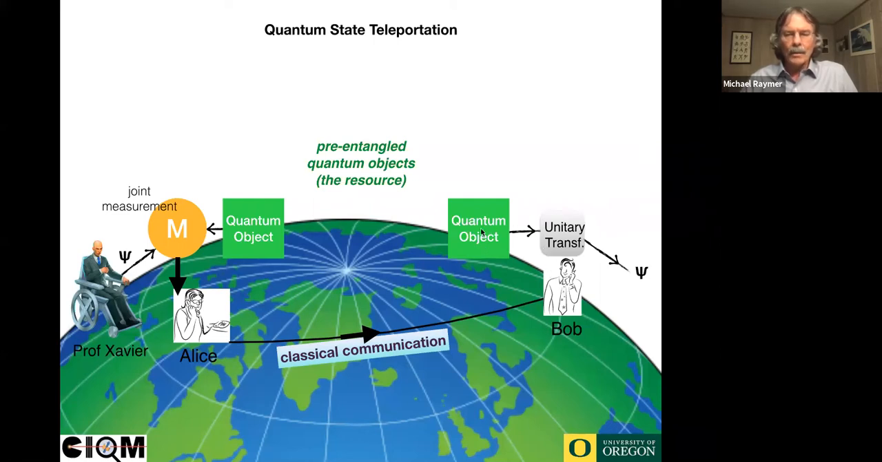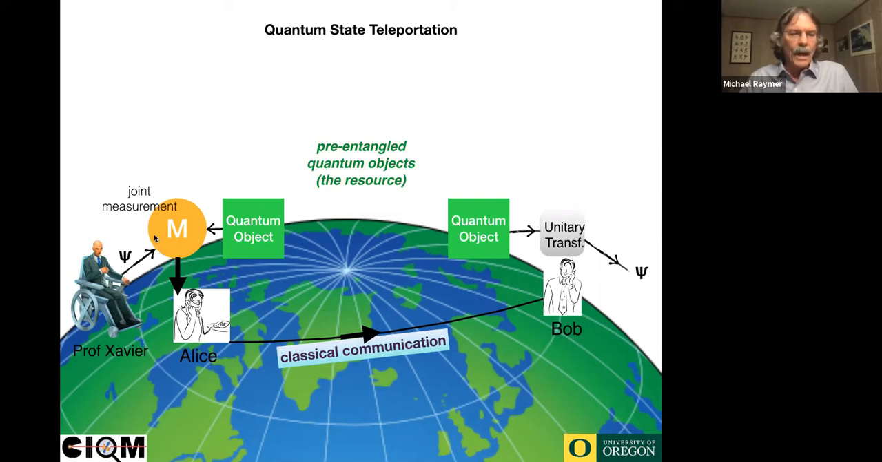And then Bob says, oh, thank you very much. He takes his quantum object that was previously entangled with this other one, and he applies some kind of unitary transformation, like a half wave plate polarization switcher or something like that. And then this object now is magically produced in the same state that the professor's original object was. And notice that this process consumes the particle or the object that the professor had.